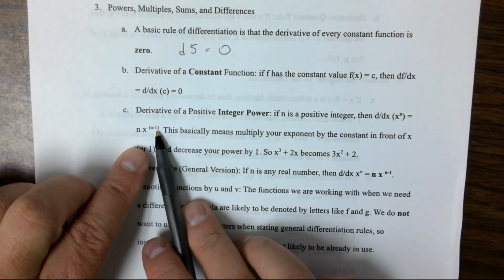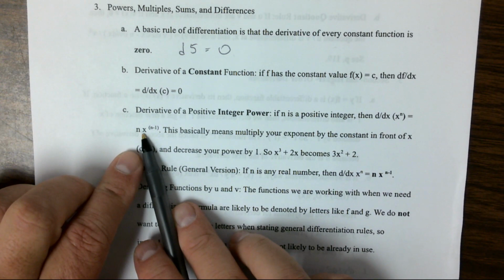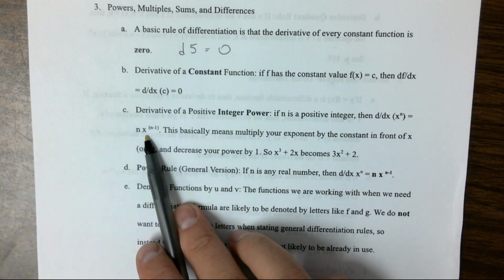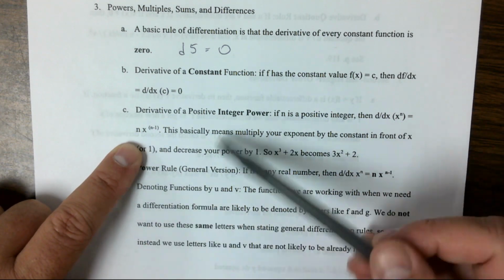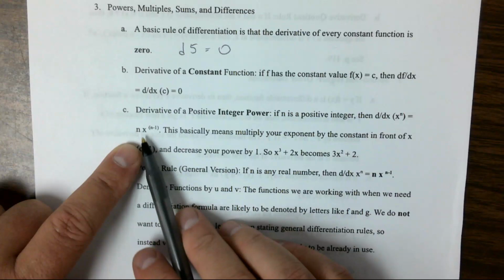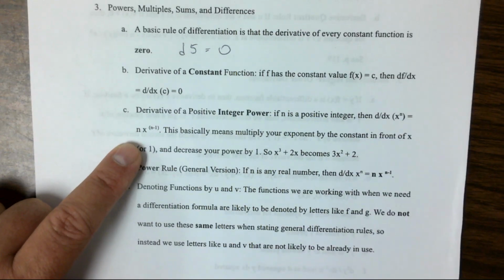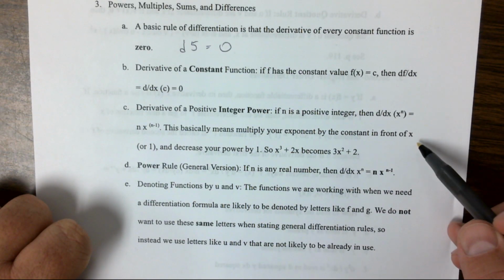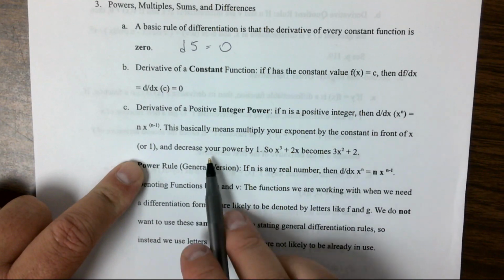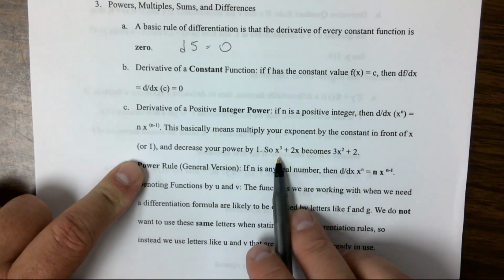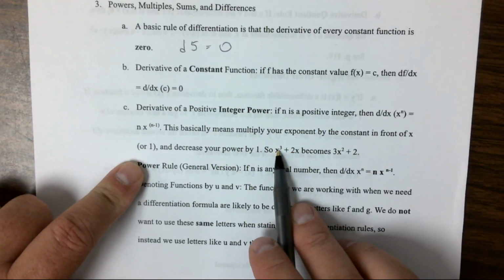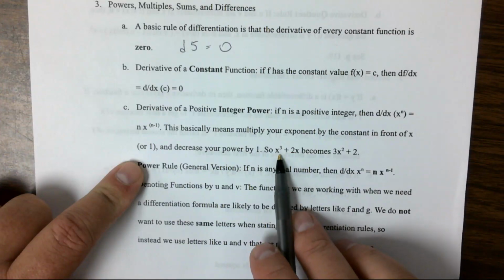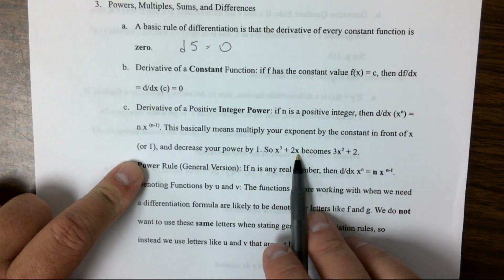So basically we take our exponent, put that as our coefficient, and decrease the power. Now in this definition, they don't say to take the derivative of x, which is 1. So that's fine because it is just 1, but there's another rule that makes you go one more step. That basically means multiply your exponent by the constant in front of x, or you can think 1, and decrease your power by 1. So if you have x cubed plus 2x, then that 3 comes in front, and that becomes 3x squared, because we went down by 1, and because it was 2x, that just became 2.